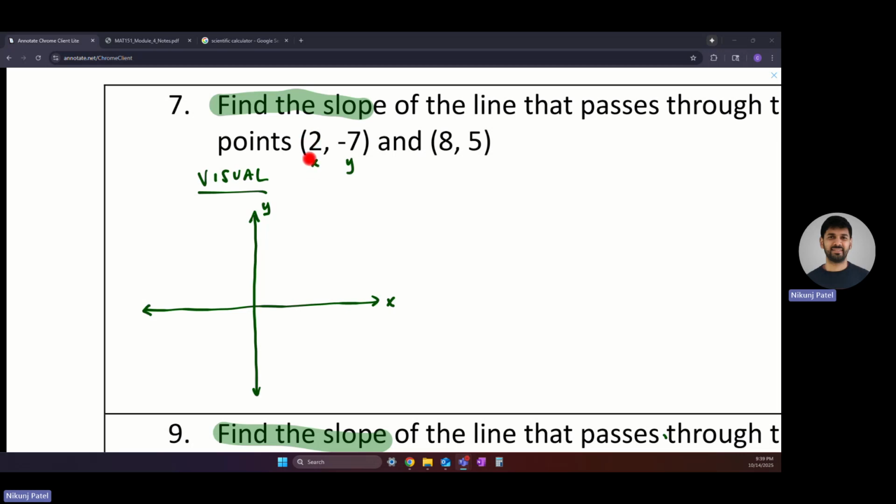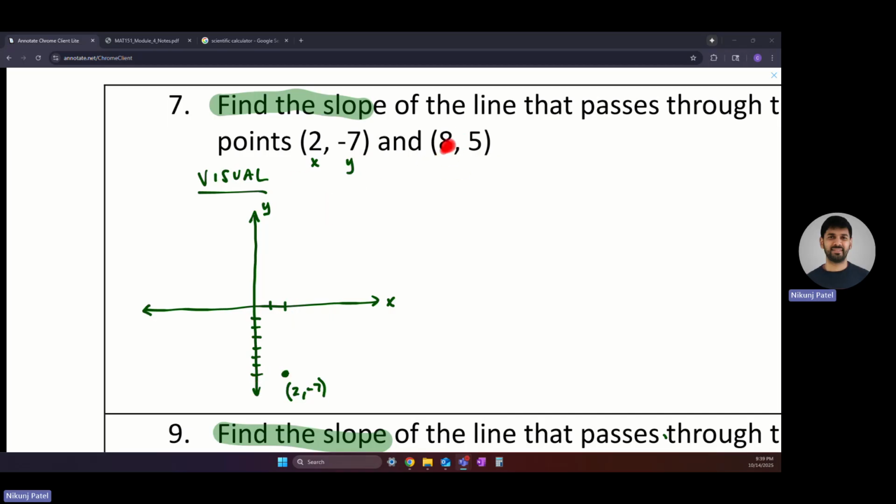So that means we're going to be lined up at 2 on the X-axis. There's 1, 2. And we're going to be lined up at -7 on the Y-axis. So 1, 2, 3, 4, 5, 6, 7. So you only need to draw as many marks really as you need. So there's 2, -7. It lines up with 2 on the x-axis, and it lines up with -7 on the y-axis.